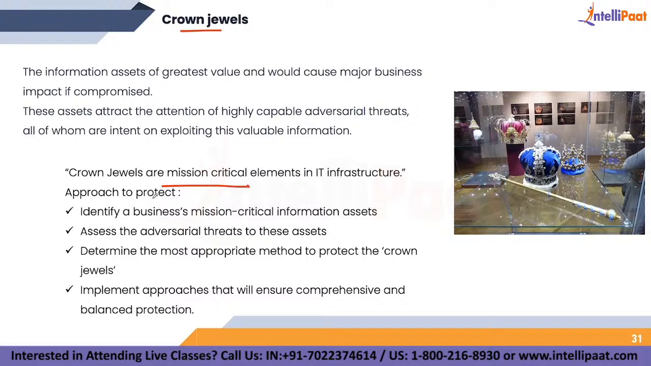So that's the reason why it's very important. You need to understand the list based on identifying the mission critical elements. It could be a database server, it could be a web server, and assess the adversarial threats for these assets first, on a first priority. Whenever you start assessing and identifying the adversaries, it's very important. First of all, you have to identify for these assets, then only you move on to the next ones. Determine the most appropriate method to handle and protect the crown jewels, and implement approaches that ensure comprehensive and balanced protection.